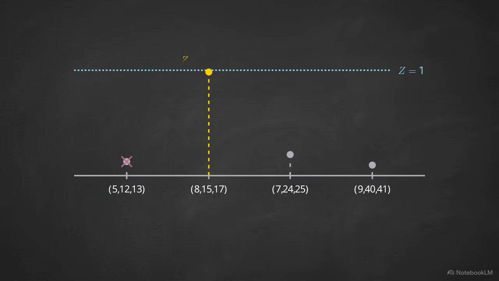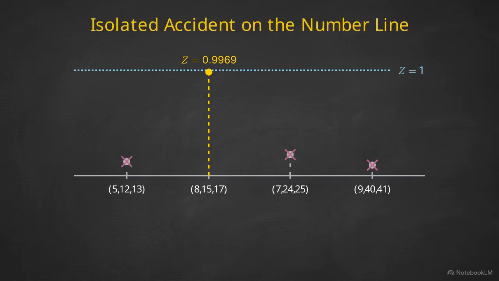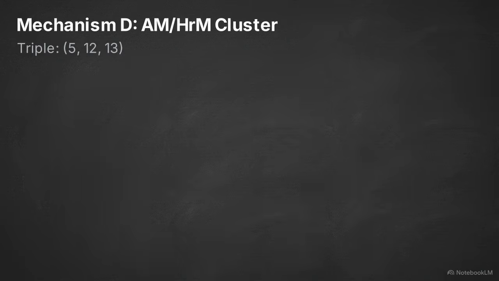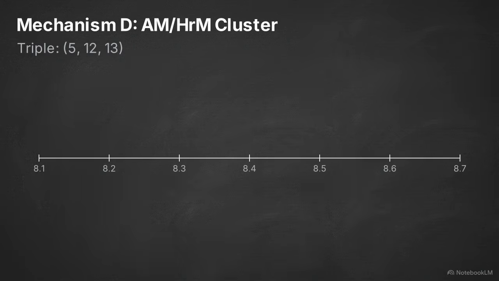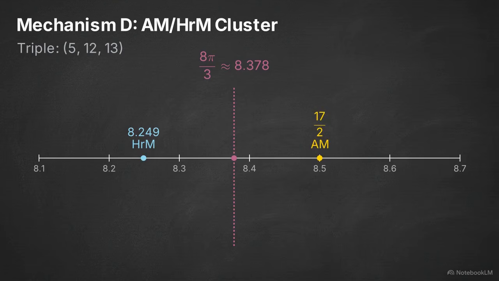The means of adjacent triples do not share this property. It is a localized accident on the number line. Mechanism D governs the muon and tau lepton seeds through a similarly isolated coincidence. Their means from the 5, 12, 13 triple fall on opposite immediate sides of the 8π/3 ZDV vertex. The arithmetic mean evaluates to 17/2, or 8.5.